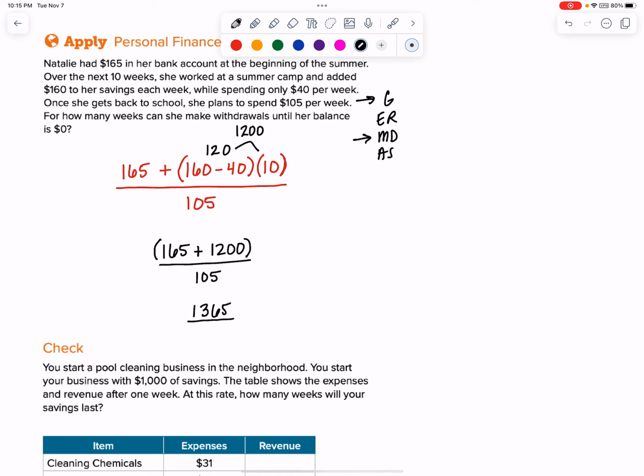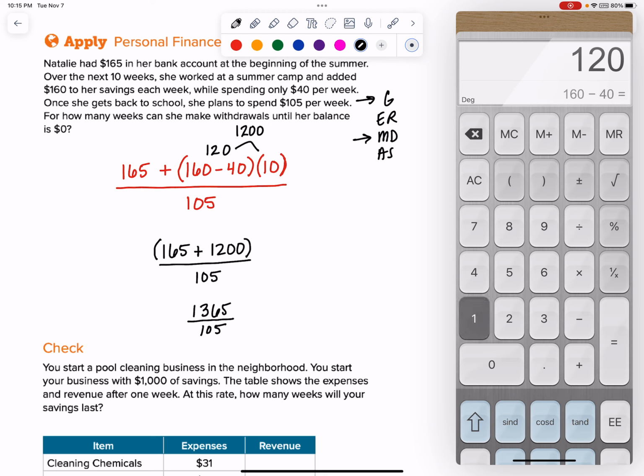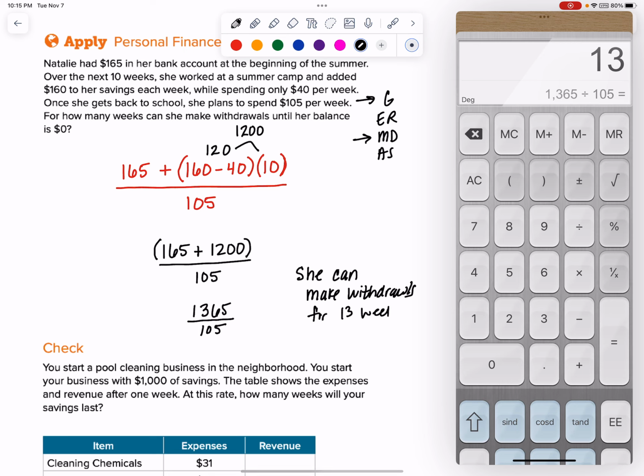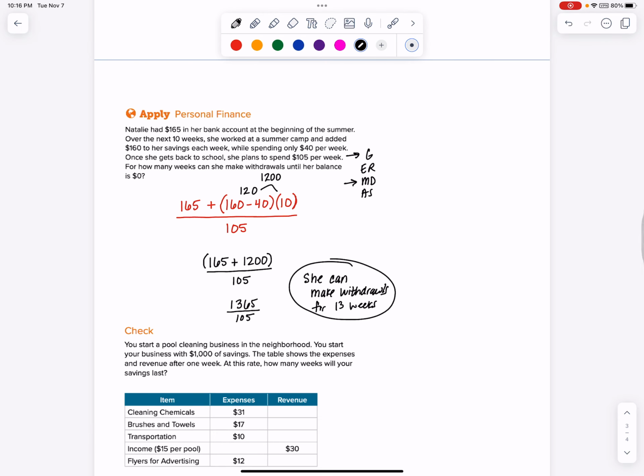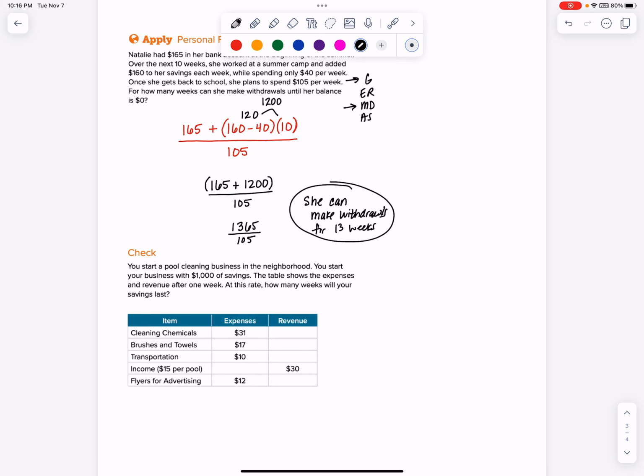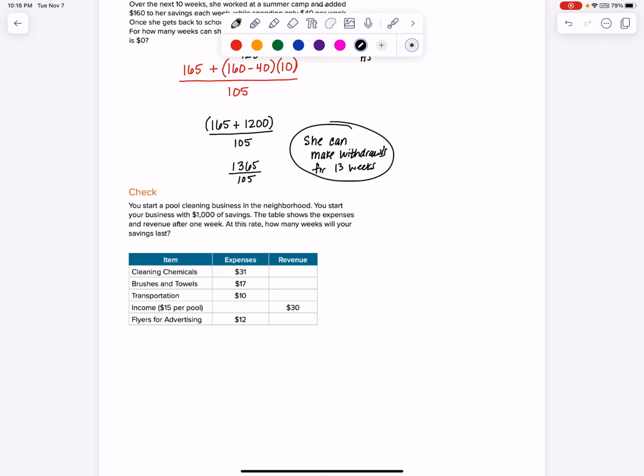And we're wondering, if she now spends $105 per week, how many weeks can she last? So let's go ahead and do the division. 1,365 divided by 105. Okay, and it looks like 13 weeks. So she can make withdrawals for 13 weeks. Okay, so I know that may be a little bit overwhelming for you, but the more we do it, you're going to start to see how you can create those kinds of single path expressions.